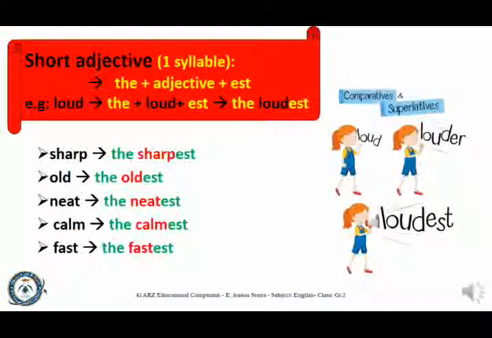And now it is time to learn the spelling rules to form the superlative adjectives. For short adjectives consisting of one syllable, we add the before the adjective plus est at the end of this adjective. For example, how can we get the superlative of the adjective loud? We add the plus loud plus est, the loudest. Loud, the loudest. Some more examples are sharp, the sharpest, old, the oldest, neat, the neatest, calm, the calmest, and fast, the fastest.